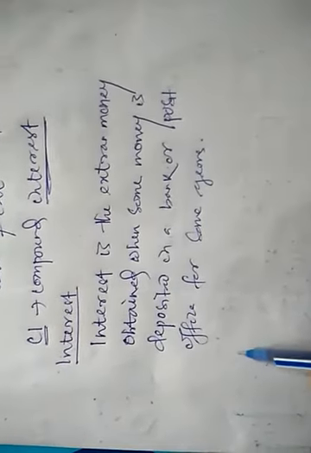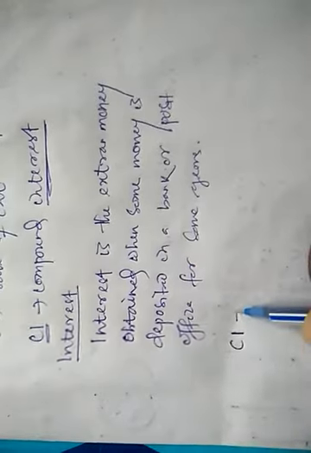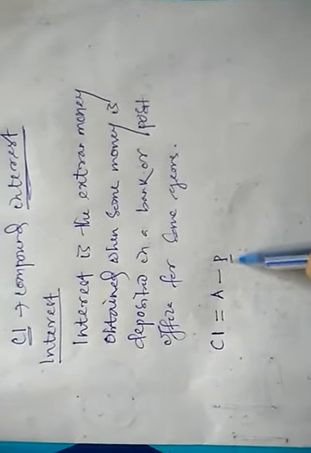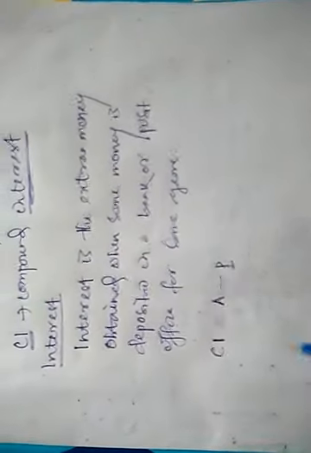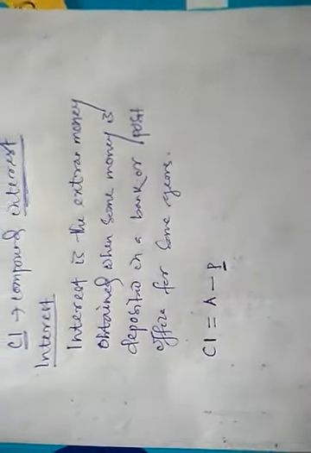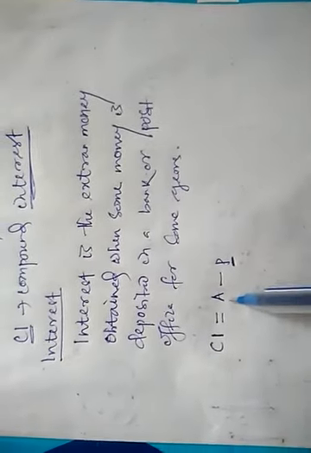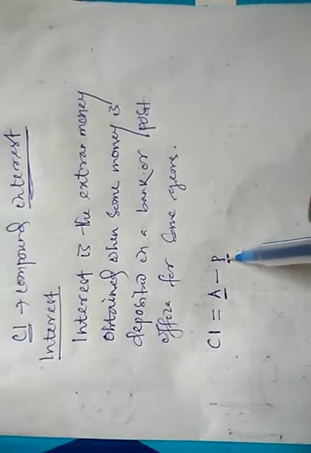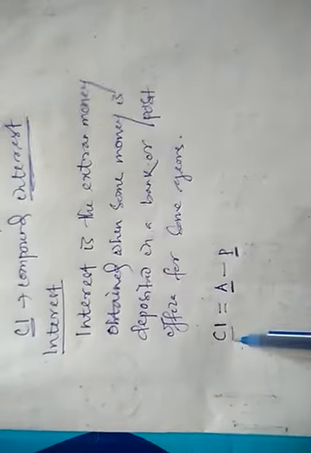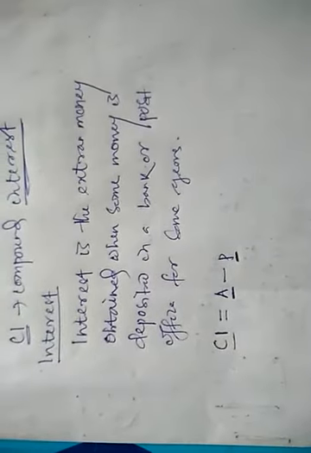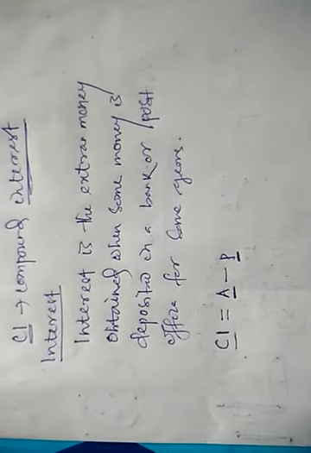So, what is the formula for CI, compound interest? Amount minus principal. You have kept some money, that is your principal, invested in a bank for some years. After the end of the years, you will get some amount which is bigger than the principal. So if you subtract the principal invested from the amount obtained after some years, you will get the compound interest. Are you clear?